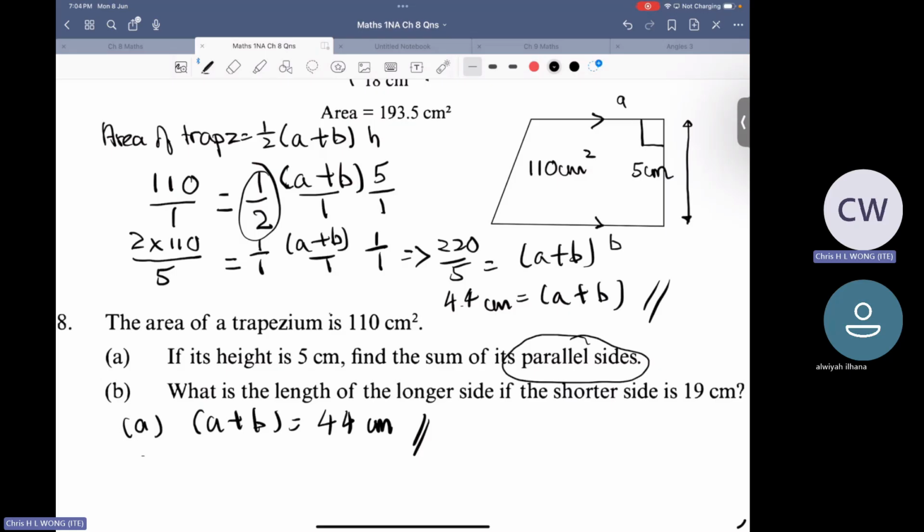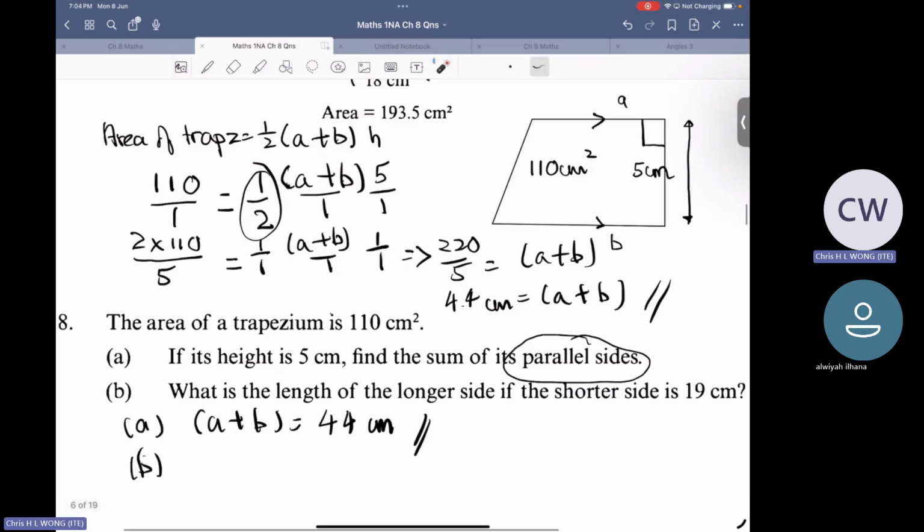So if we're going to find B, now they tell you the length of the longer side, you're supposed to find the length of the longer side. If the shorter side is 19, so one of them is 19, you're supposed to find the other one. You can take this as 19, doesn't matter. So I'll put A plus 19 equals 44, right? They tell you one side is 19, you're supposed to find the other side.